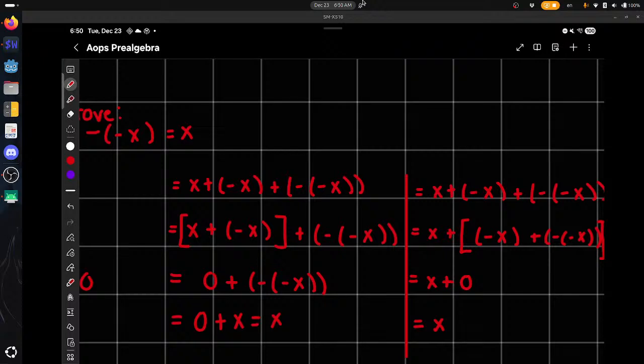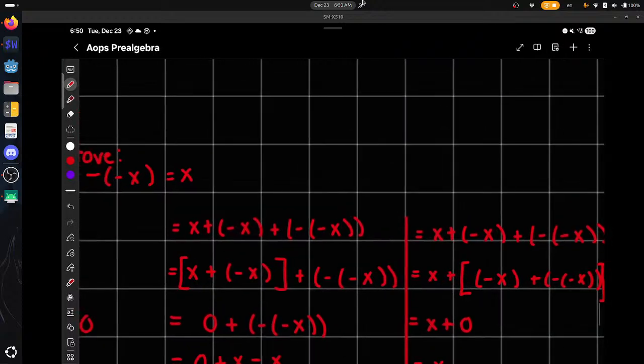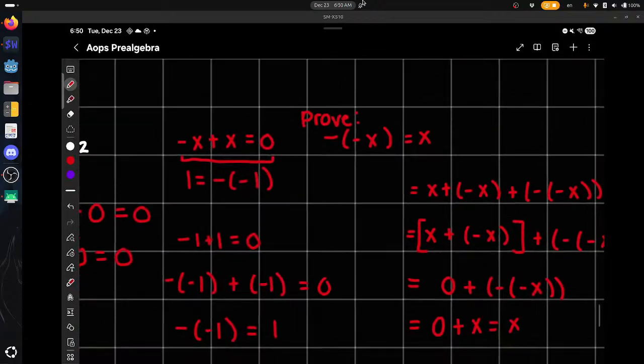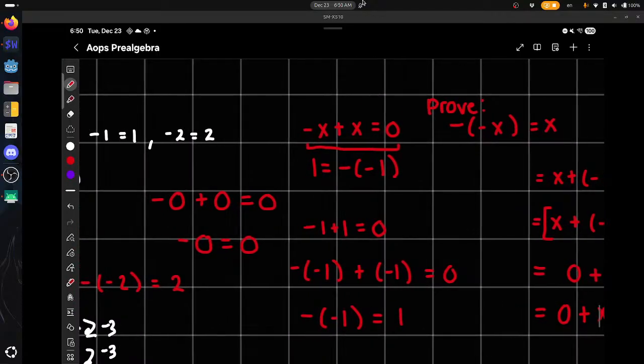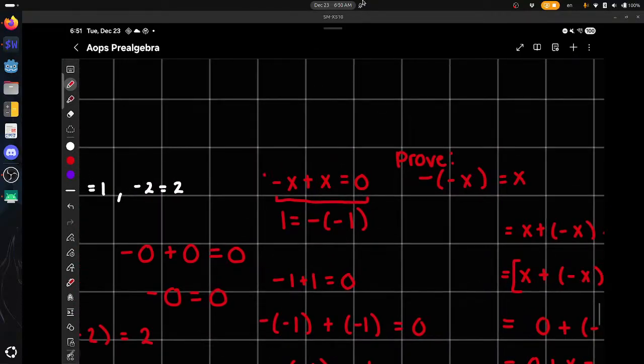I don't know, this is a very weird proof because I feel like we haven't proved something yet. Like we need to prove this first. You know what I'm saying? I'm sure it's a rudimentary proof, very basic, but we haven't proved this first. So it's just a little weird.